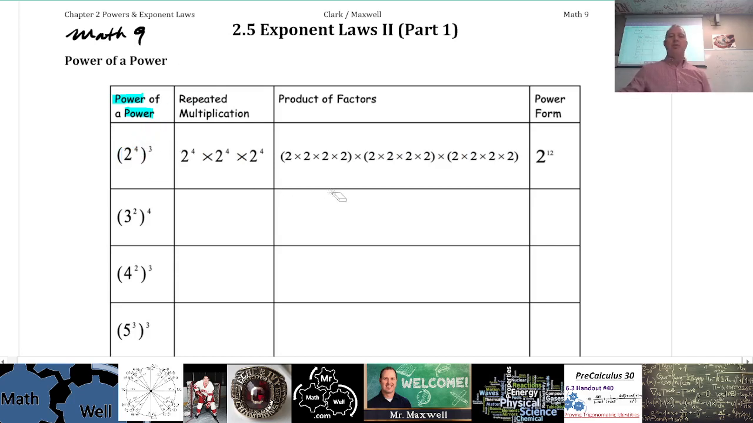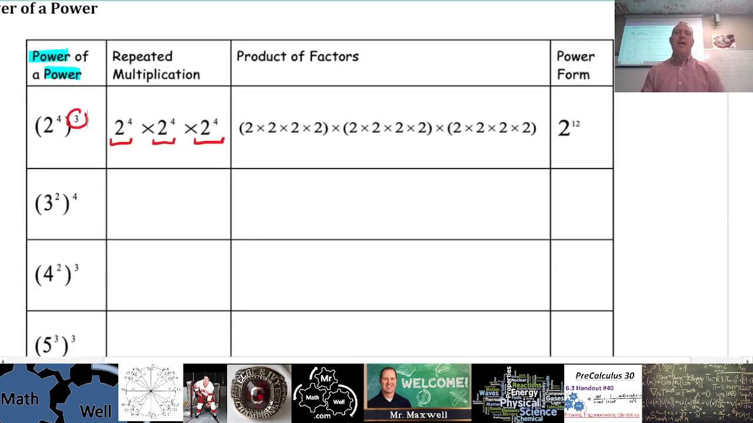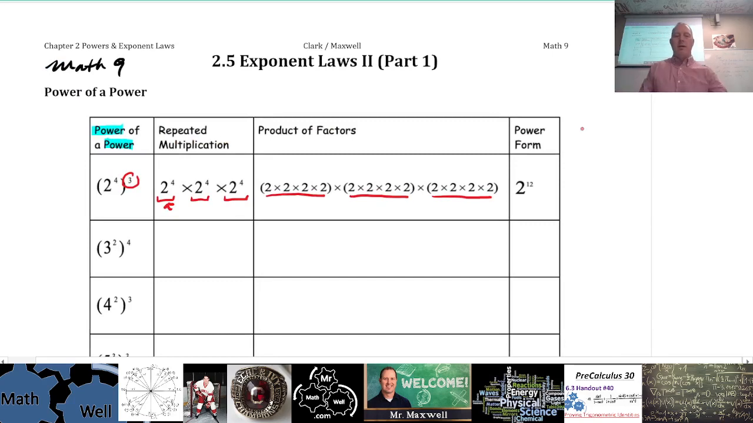So let's see what happens with this first example. 2 to the power of 4 to the power of 3, or you can say 2 to the 4 to the 3, if you want. 2 to the 4 to the power of 3 means that we take 2 to the 4 and we multiply that by itself 3 times. That's what this 3 means. If we expand that out as a product of factors, then I write 2 times itself 4 times, each time I see 2 to the 4. This will help us figure out what our answer is when we write this as a power.